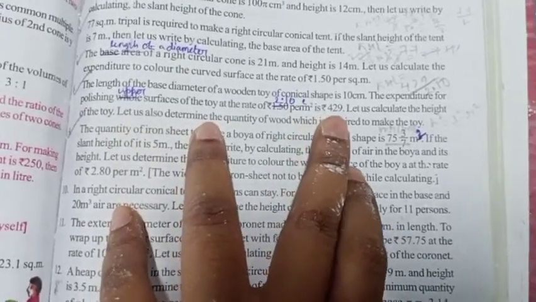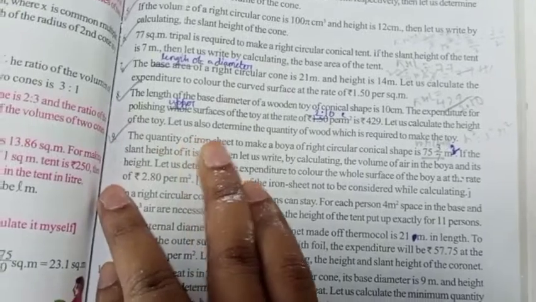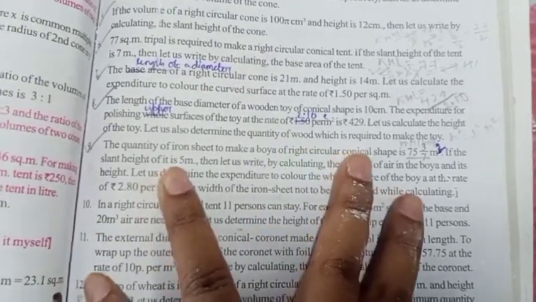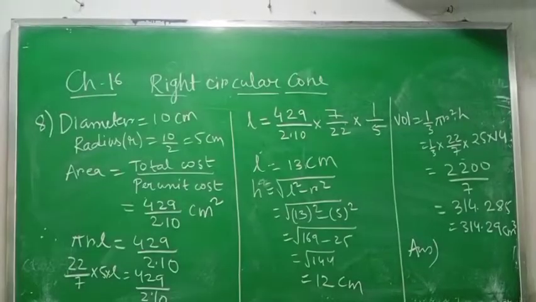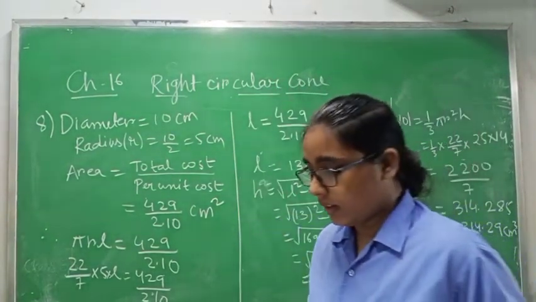Is rupees 429. Let us calculate the height of the toy. Let us also determine the quantity of wood which is required to make the toy. Okay, please correct it. Now class 10, in 8 number question, after correction, read the question.